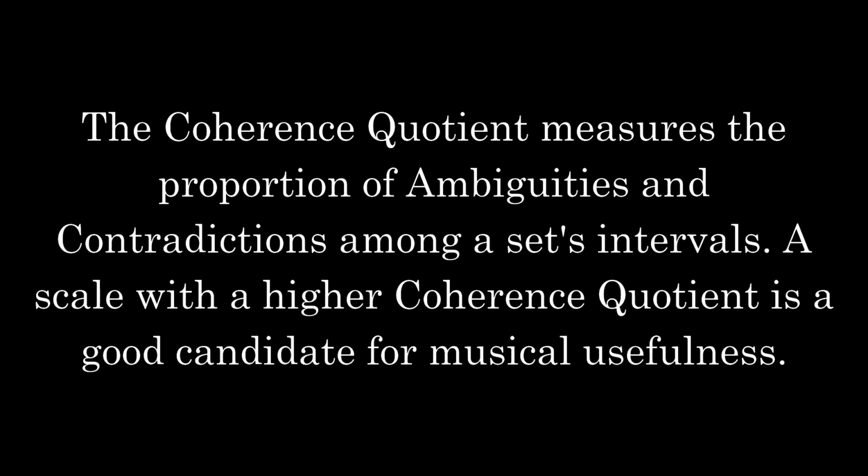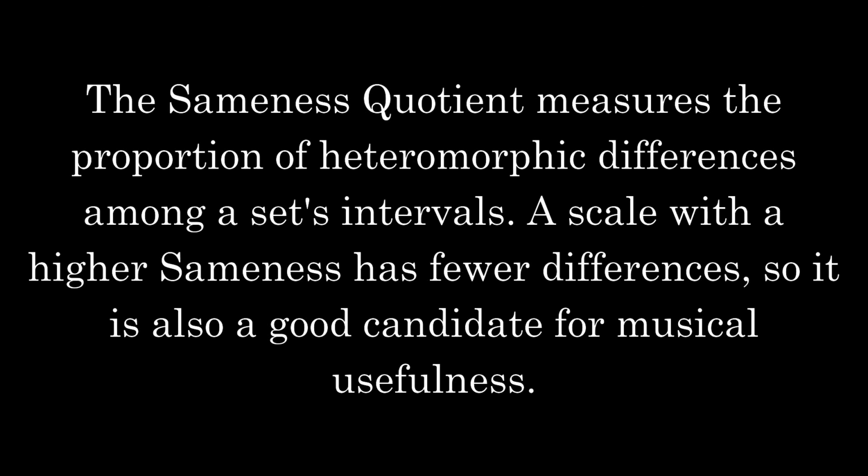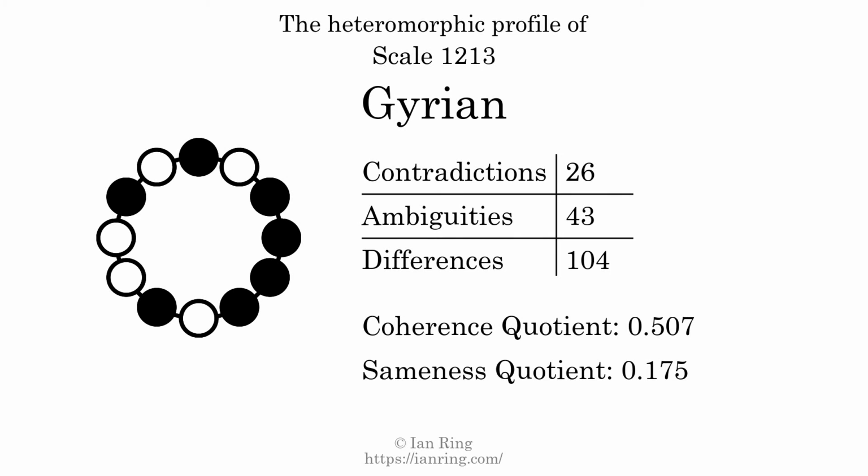The coherence quotient measures the proportion of ambiguities and contradictions among a set's intervals. A scale with a higher coherence quotient is a good candidate for musical usefulness. The coherence quotient is 0.507. The sameness quotient measures the proportion of heteromorphic differences among a set's intervals. A scale with a higher sameness has fewer differences, so it is also a good candidate for musical usefulness. The sameness quotient is 0.175.